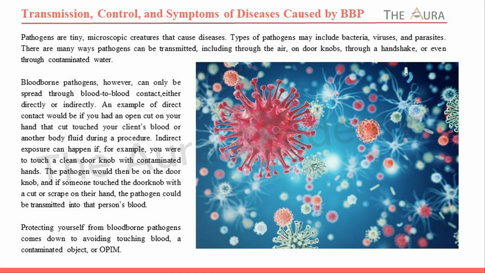An example of direct contact would be if you had an open cut on your hand and that cut touched your client's blood or another body fluid during a procedure. Indirect exposure can happen if, for example, you were to touch a clean doorknob with contaminated hands. The pathogen would then be on the doorknob, and if someone touched the doorknob with a cut or scrape on their hand, the pathogen could be transmitted into that person's blood. Protecting yourself from bloodborne pathogens comes down to avoiding touching blood, a contaminated object, or other potentially infectious materials.